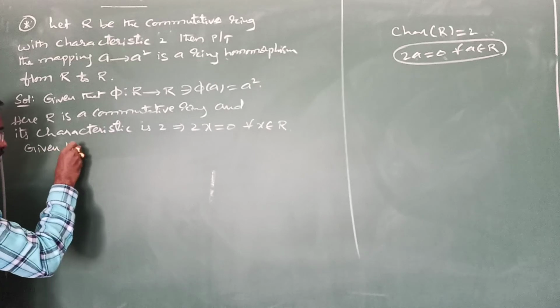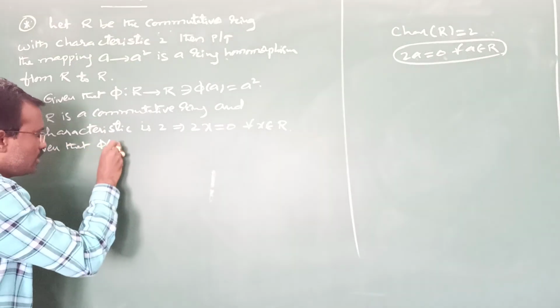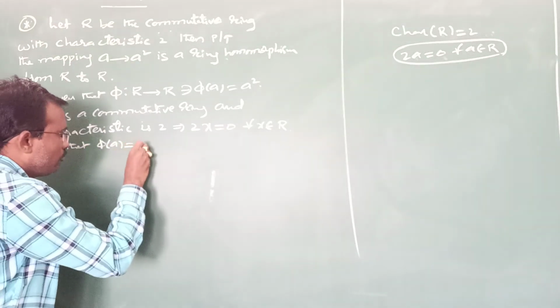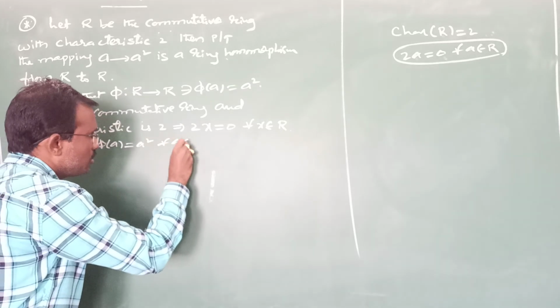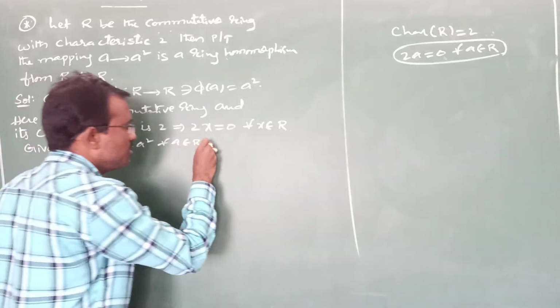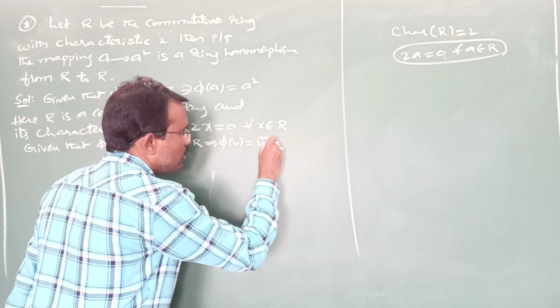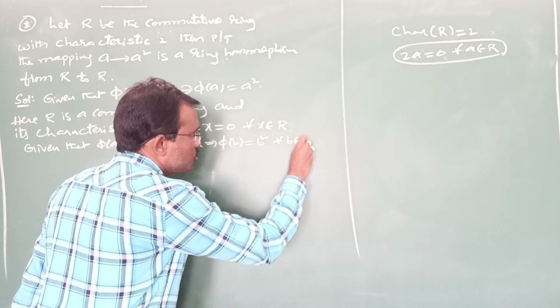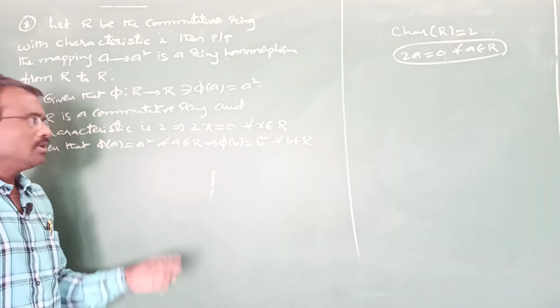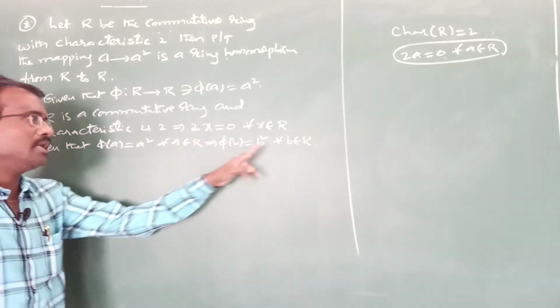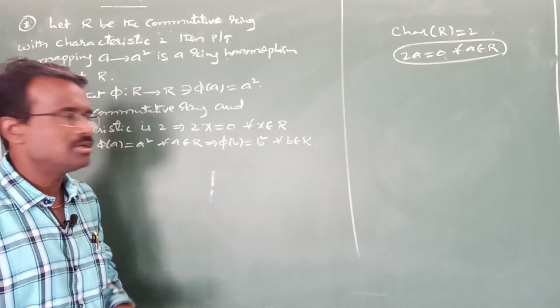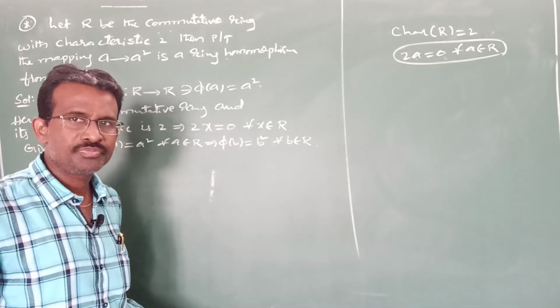Given that phi of A is equal to A square for all A belonging to R. This implies, in the similar way, phi of B should equal to what? B square for every B belonging to R. Any problem is there? We have phi of B equal to B square.